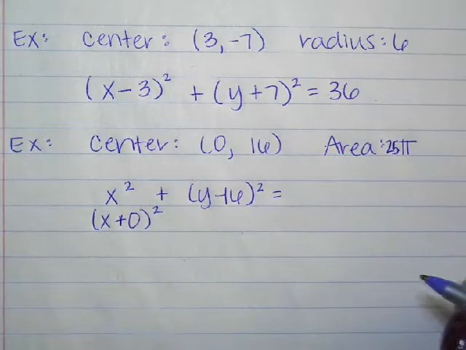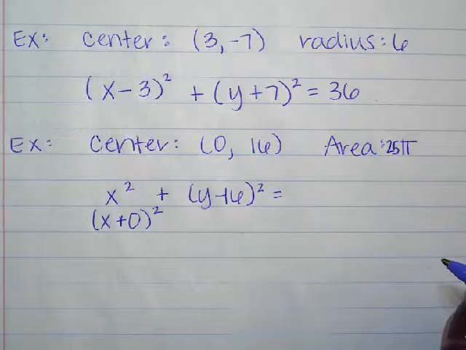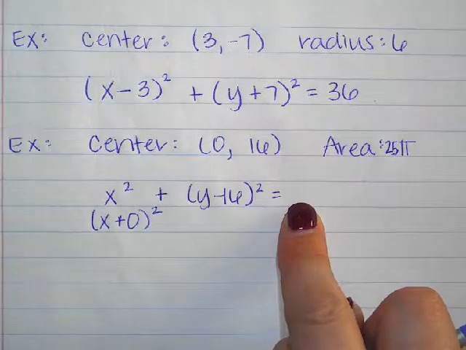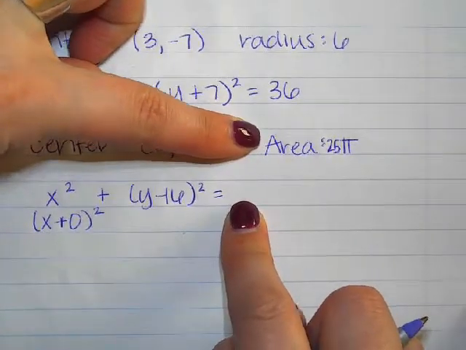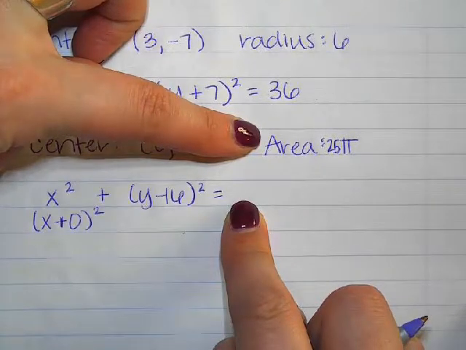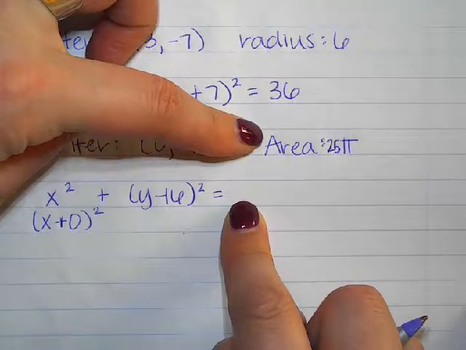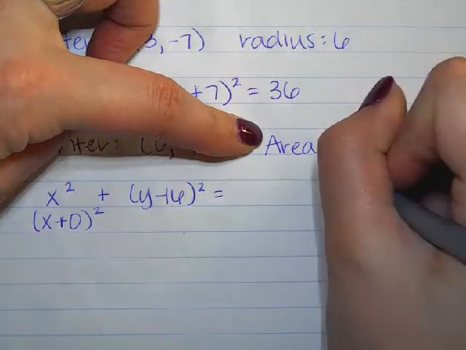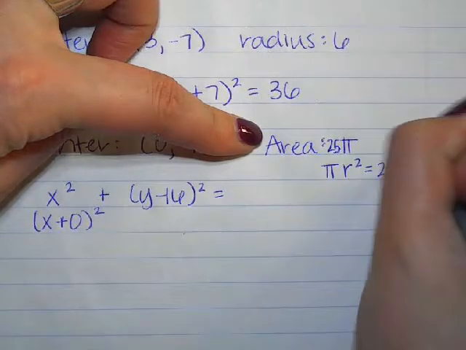And then what's the part that we need to finish it? We need the radius. We need the r squared. This is going to equal r squared. So let's go over to our second clue. The second clue in the problem says the area is 25 pi. What's the formula for area of a circle? Pi r squared. So we have pi r squared equals 25 pi.